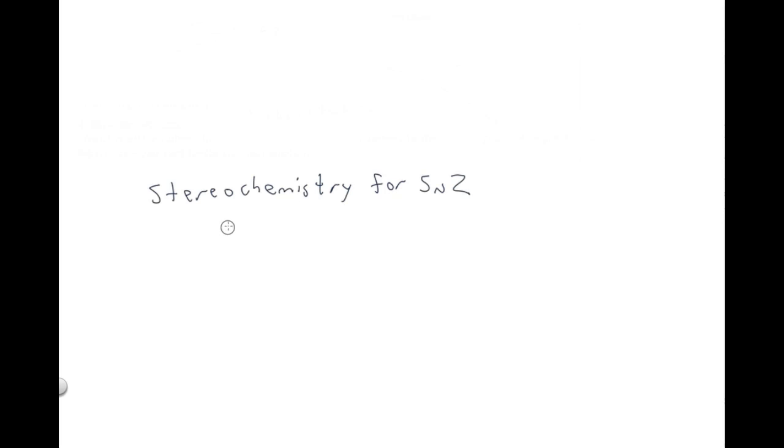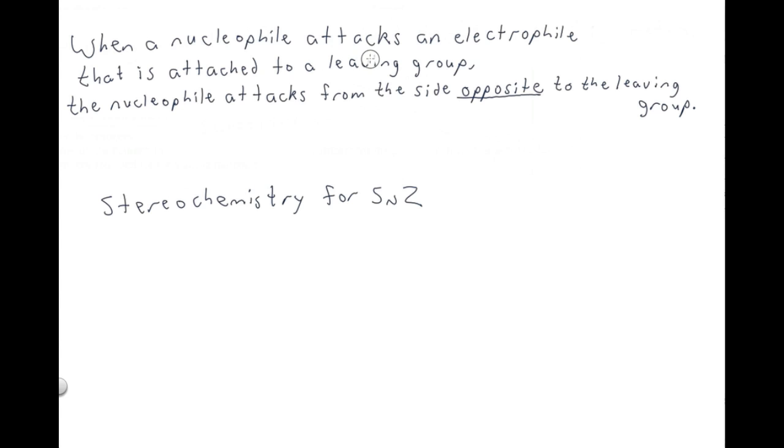Now I'd like to move on to the next issue, which is how to draw the correct stereochemistry for an SN2 reaction. So here's some rules that will help us with that. First rule, here's the rule that we will be using. When a nucleophile attacks an electrophile that is attached to a leaving group, the nucleophile attacks from the side that is opposite to the leaving group.